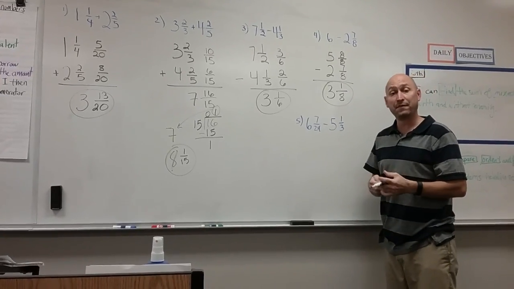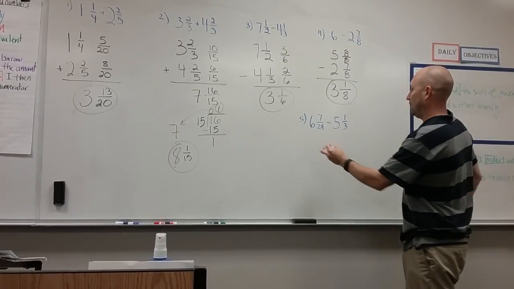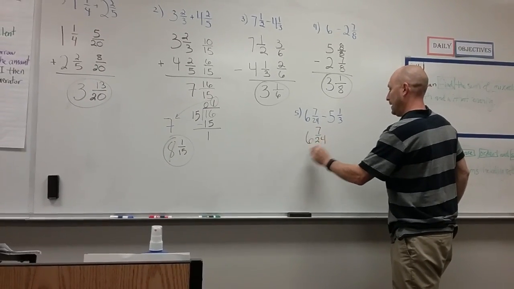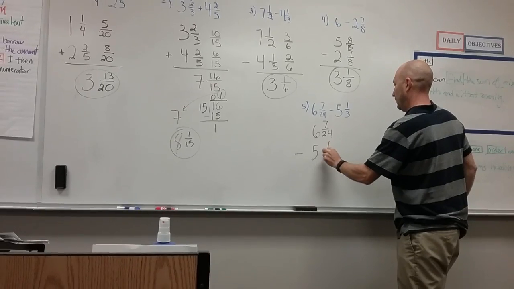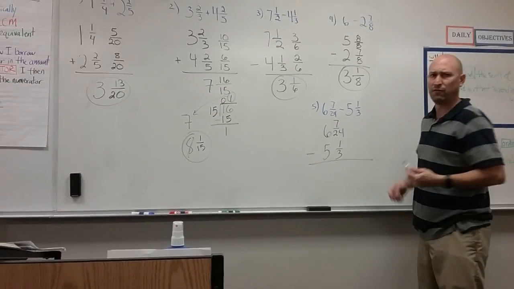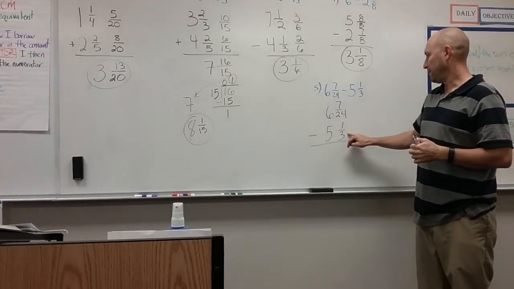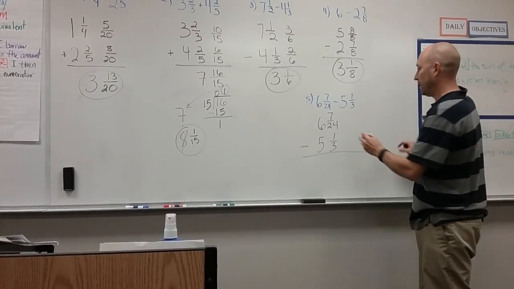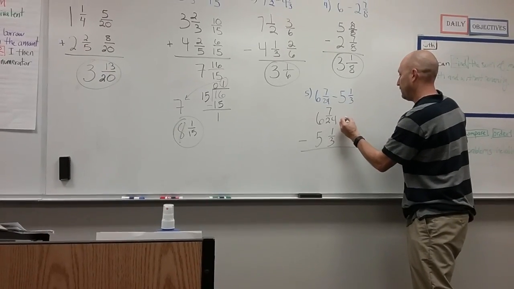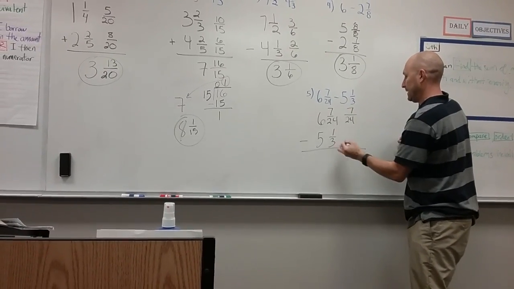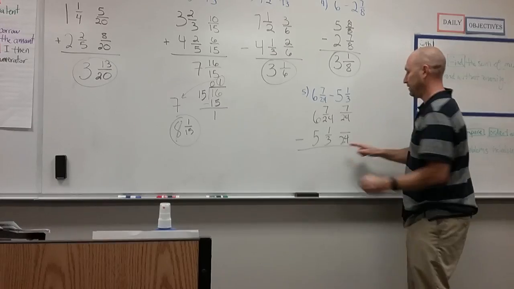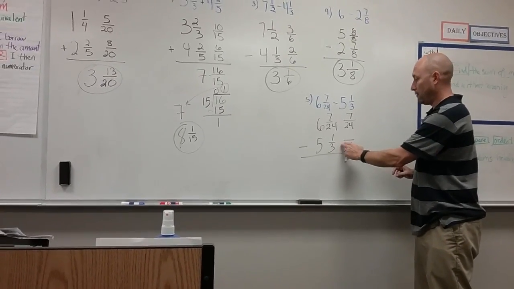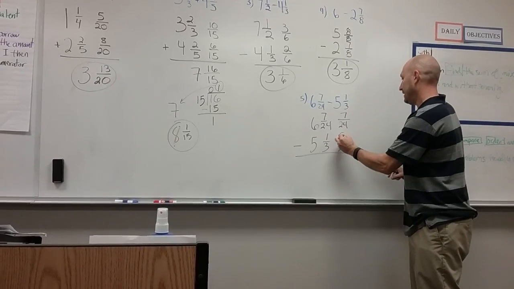Last example, I'm going to have to borrow in this one, so I'm going to show what techniques we need to use for that. 6 and 7/24 minus 5 and 1/3. Now I'm asking myself, where's the first time that 3 and 24 are going to meet? And their lowest common multiple is 24. So I'm going to push the 7/24 over, and I'm going to change the denominator with the 3 to 24 and make it equivalent. 3 times 8 is 24, so 8 times 1 is 8.